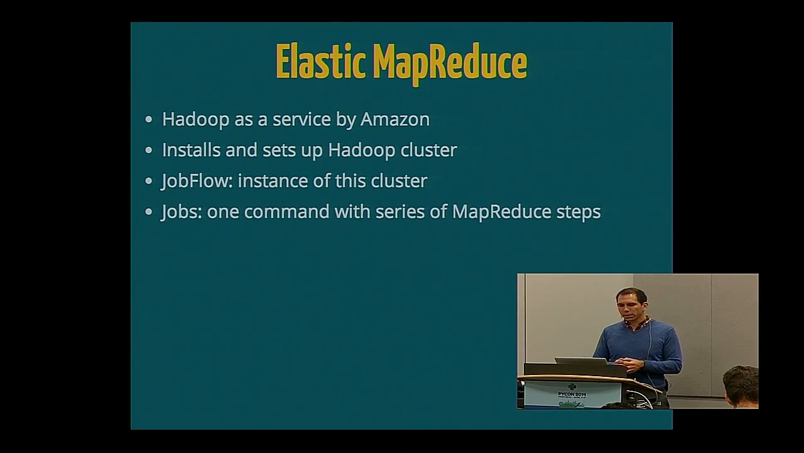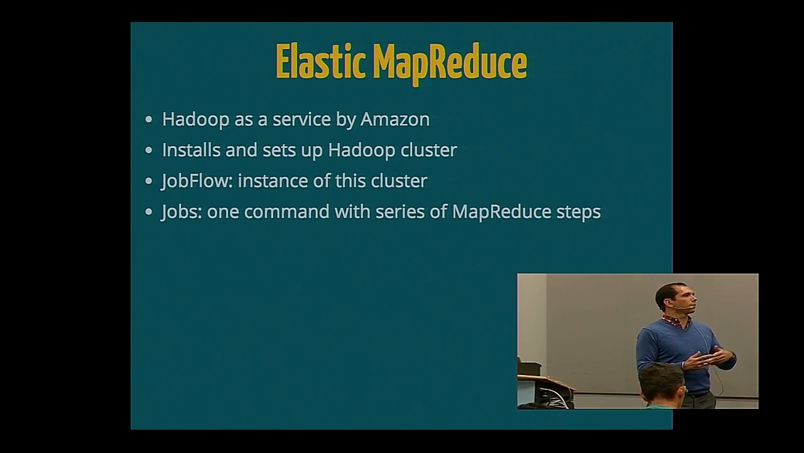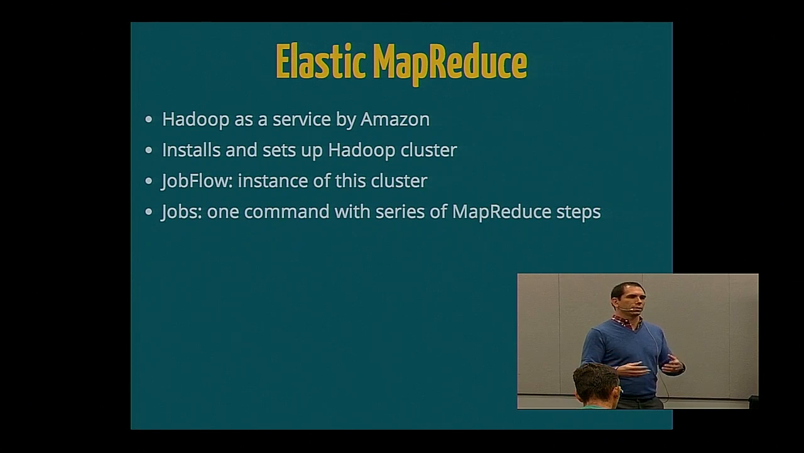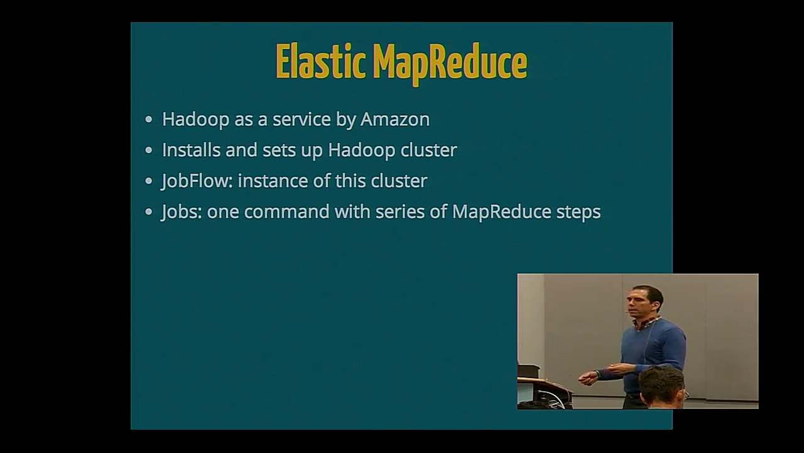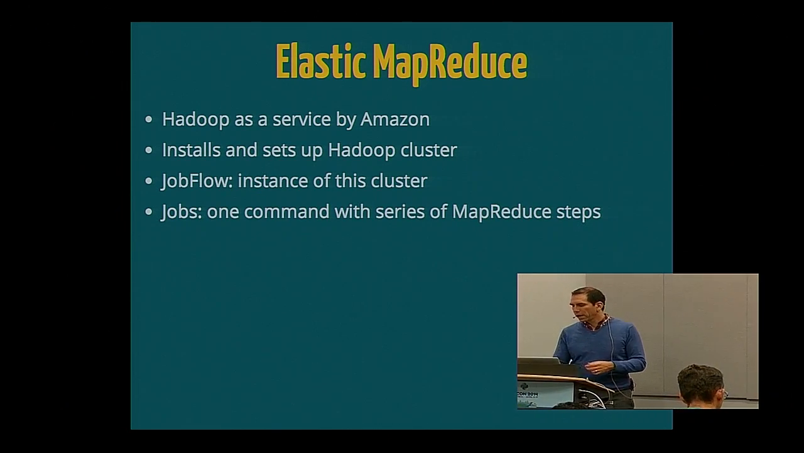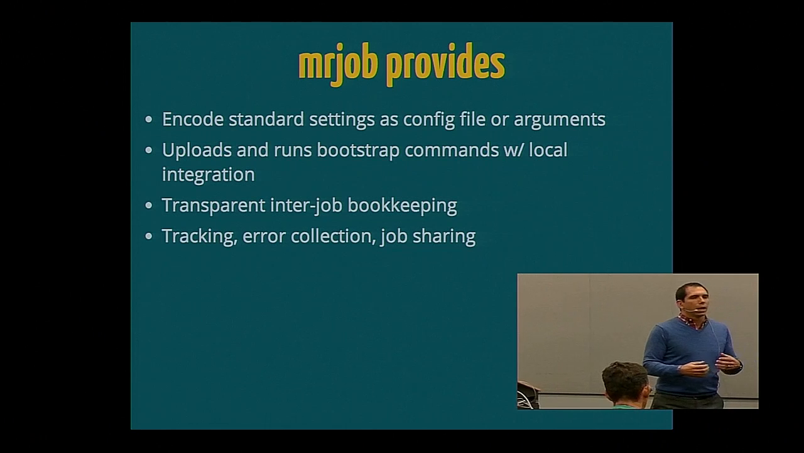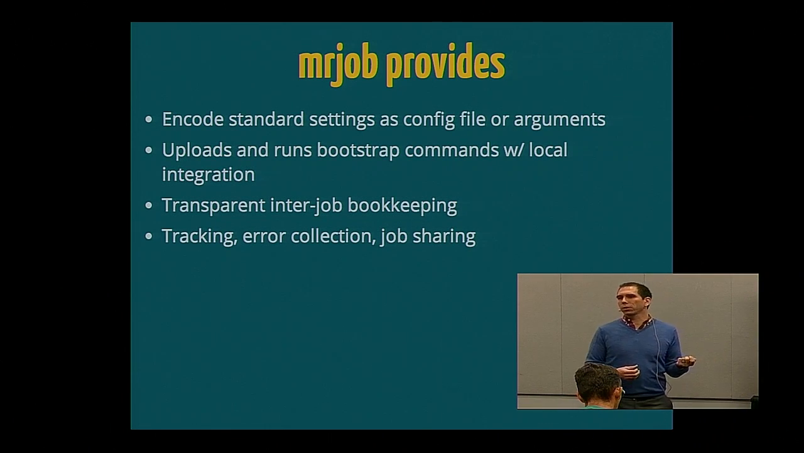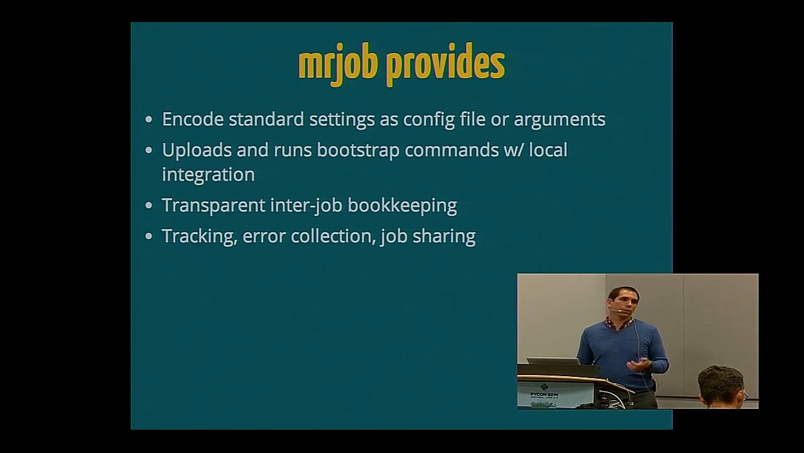For some nomenclature here, a job flow is Amazon's name for this cluster. A job flow is the set of machines running Hadoop, and you can send different jobs to them. These jobs are one or more of these MapReduce commands. What mrjob does for you is nicely wrap up the different options that are available in EMR and lets you specify them either on the command line or, what I think is more powerful, as a config file that you can share with other people, your company or team.